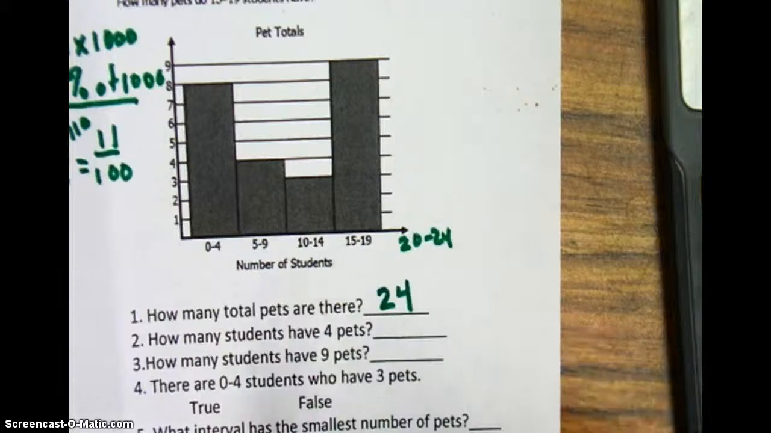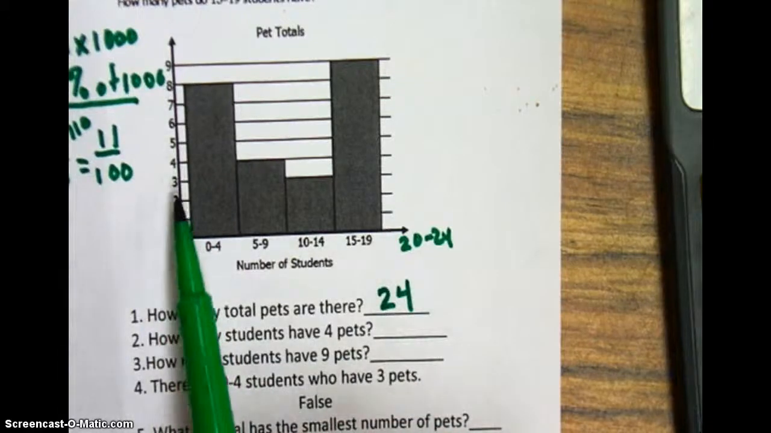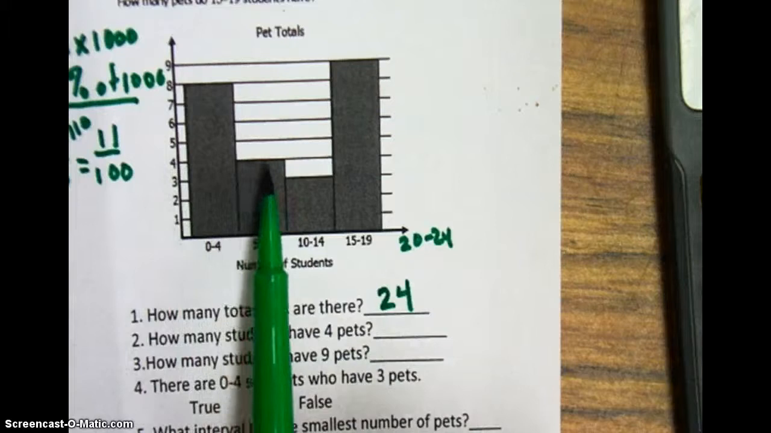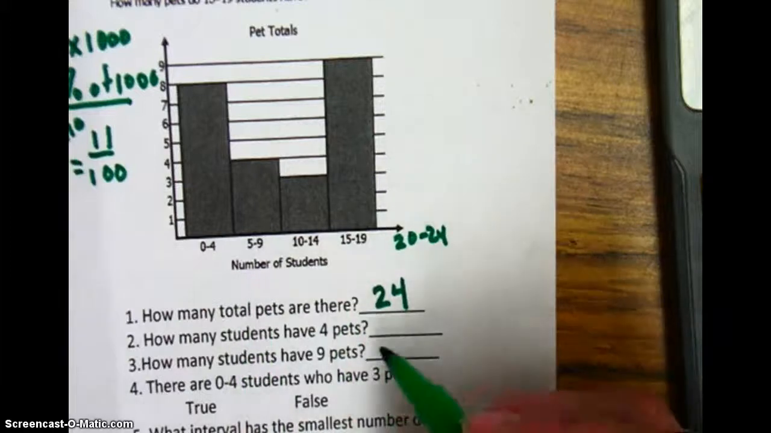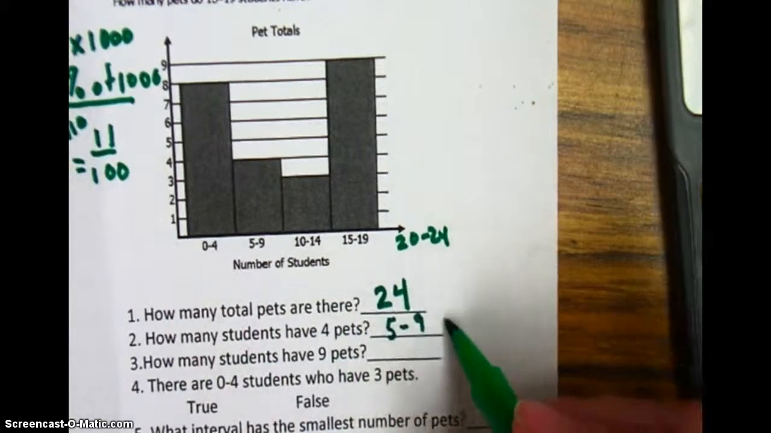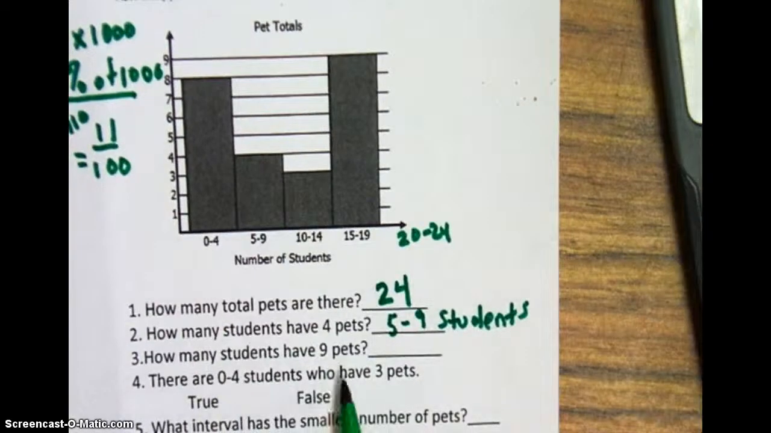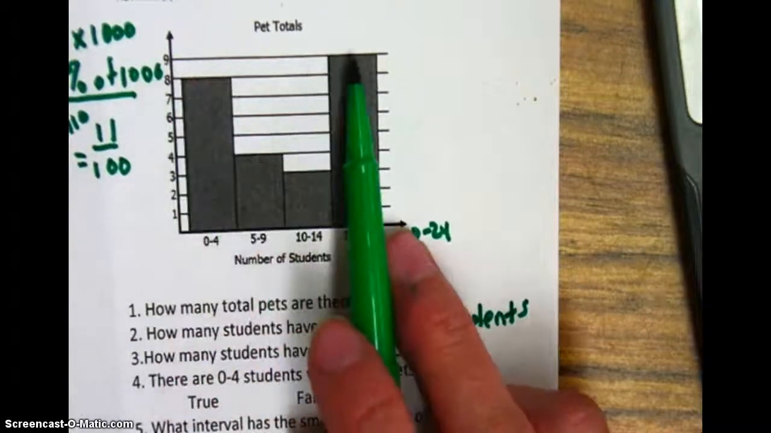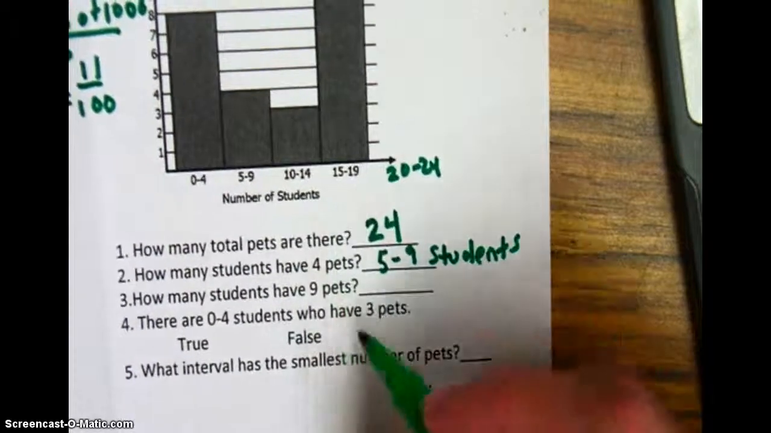How many students have 4 pets? So if you look here at number of pets, 4 pets. If you look over here, there's between 5 and 9 students that have 4 pets. How many students have 9 pets? If you look here and you go down to the 9, between 15 and 19 students have 9 pets.